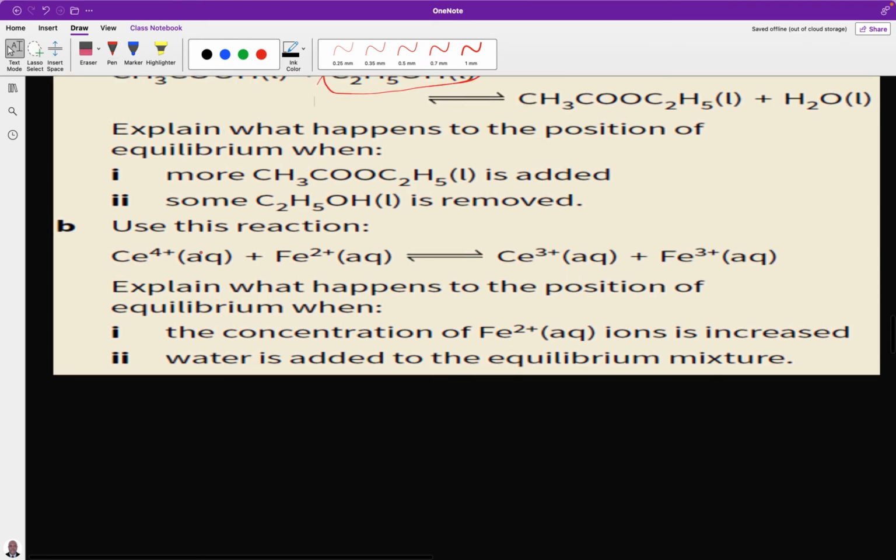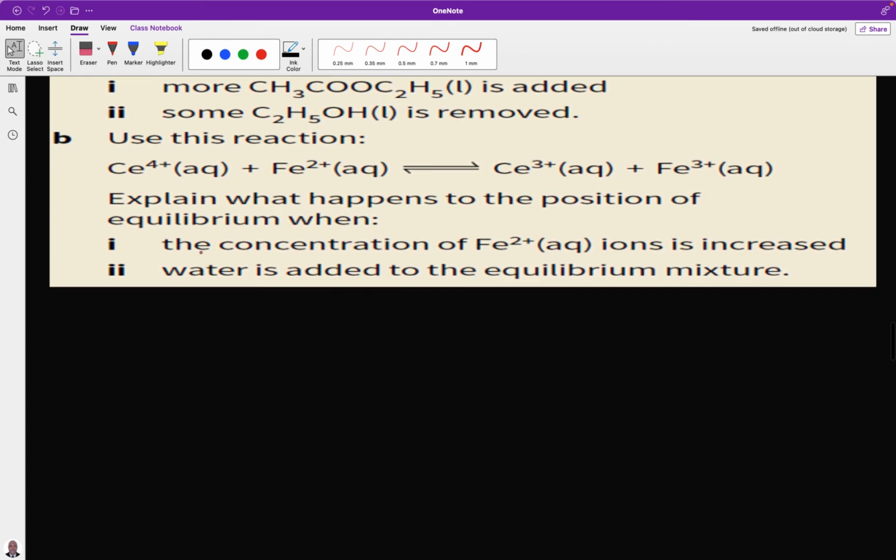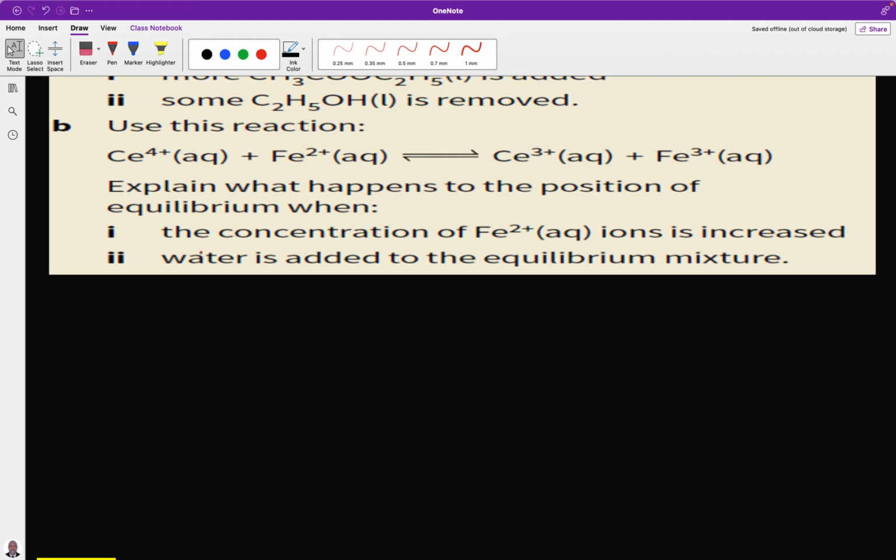Okay, use this reaction. Ce4+ ion and Fe2+ ion give an equilibrium to give Ce3+ ion and Fe3+ ion. Explain what happens to the position of the equilibrium when the concentration of Fe2+ is increased. If the concentration of Fe2+ is increased, what happens?